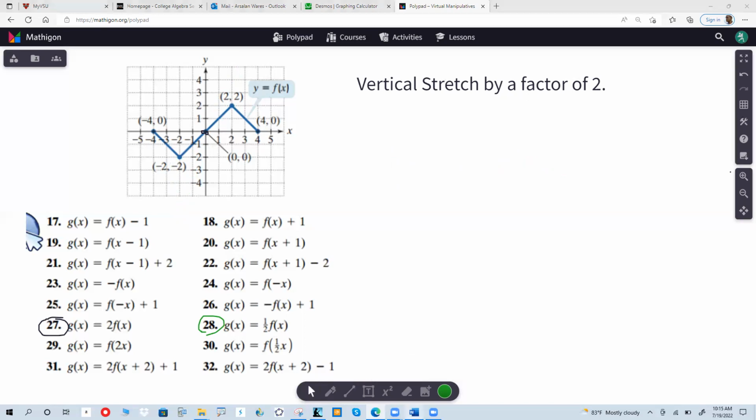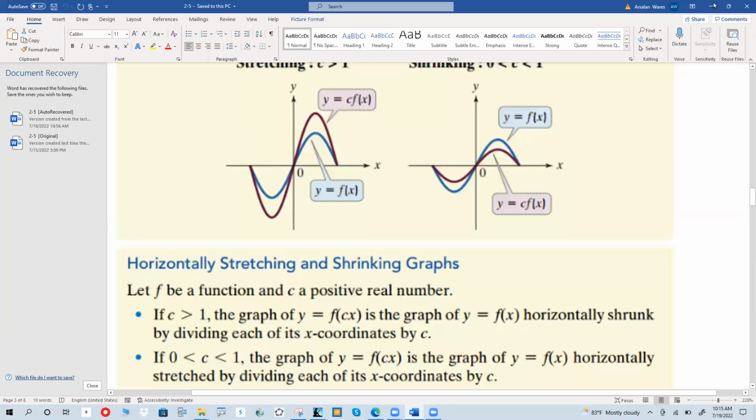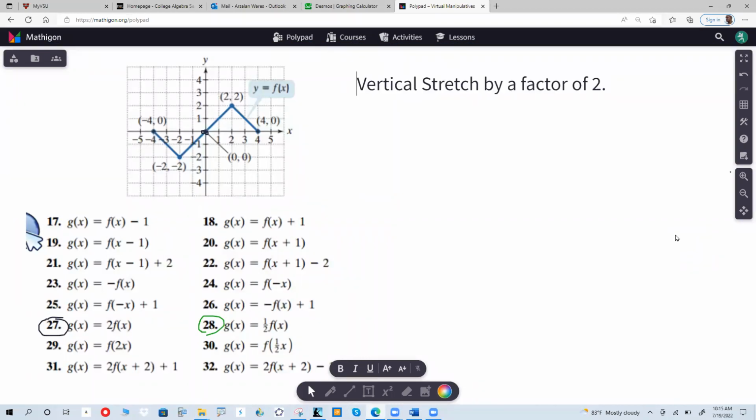Do they say shrinkage, shrink? Let me see what they say. Shrinking, vertical shrink. Shrink sounds like a psychiatrist, so I don't want to use the word shrink. Okay, let's call it vertical shrinkage. 28 is vertical shrinkage. I'm writing here.